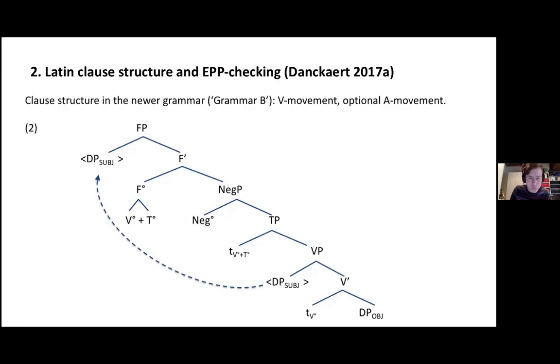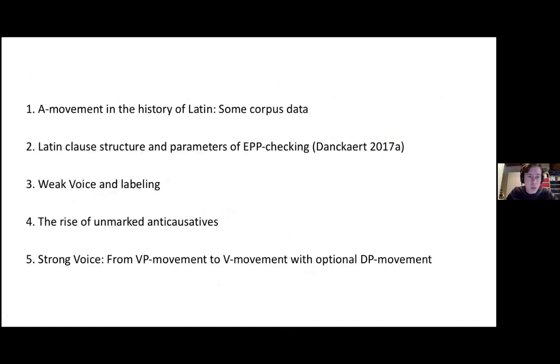And in addition to that, there is also the option of applying A-movement for subjects, but logically speaking, this is unrelated to EPP satisfaction. And as I mentioned, at all times, it is optional. One question that remains here is the nature of the transition from grammar A to grammar B. How do we model that?